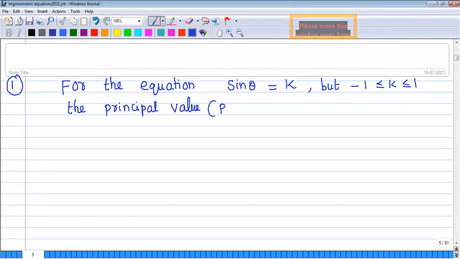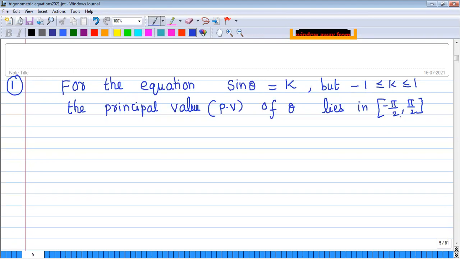And also, the principal value, that is PV, principal value of theta must lie in minus pi by 2 comma pi by 2 only. Restricted here. That means the domain must be minus pi by 2 comma pi by 2 only. You remember this case. So the general solution is different. Now for this one, how to find out the general solution, let us discuss now.